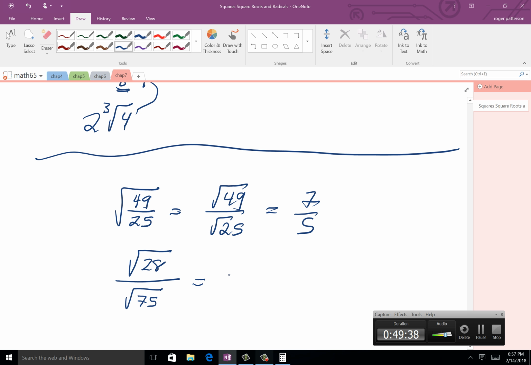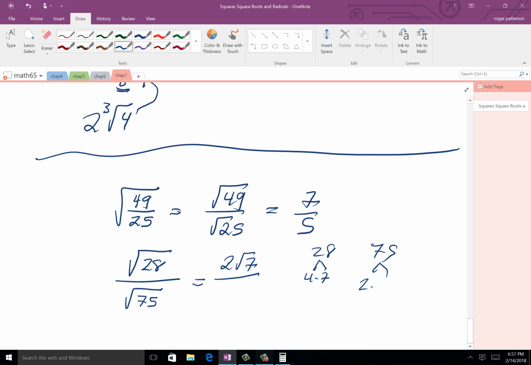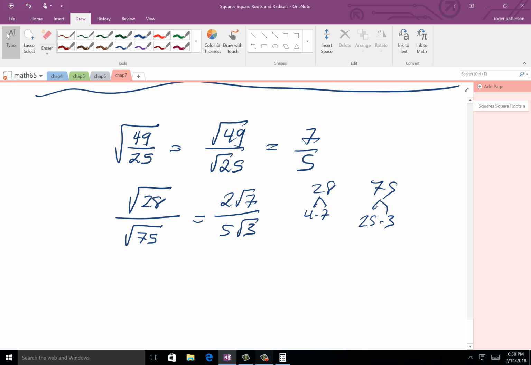Okay. So then that's going to be, let's break the 28 down. What goes in the 28 that we can use? That's a perfect square. 4. Okay, so what's that going to equal? 2 square roots of 7. Okay. 75, what's that break down to? 25 and 3, so what's that going to break down to? 5 and 3.